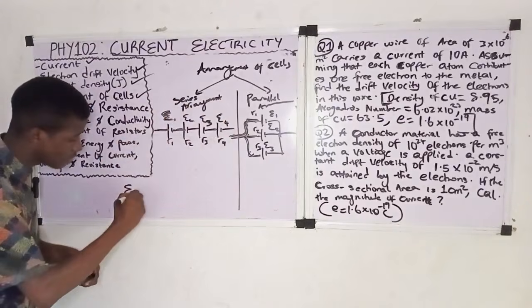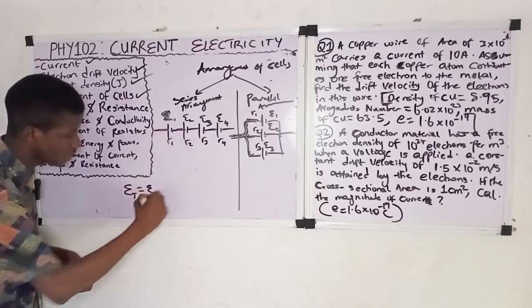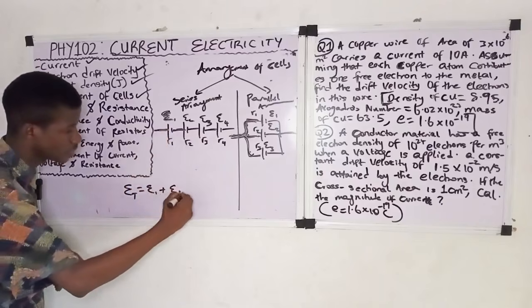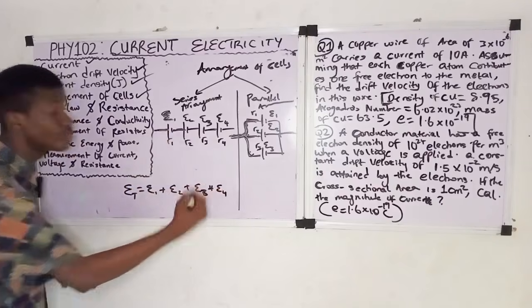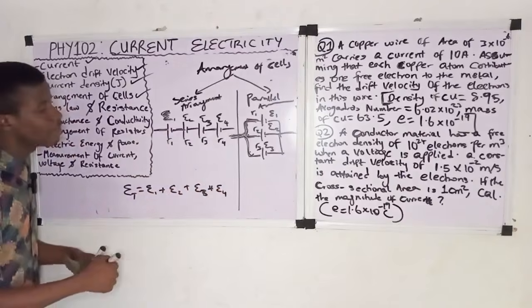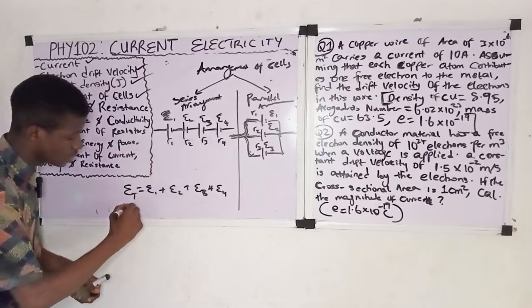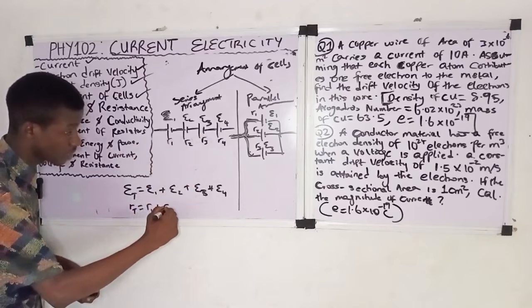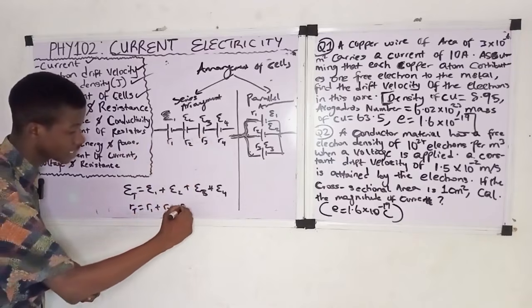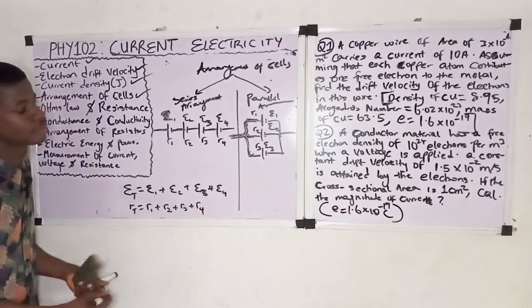You say total EMF is equal to what? It is equal to the EMF due to the first cell plus the EMF due to the second cell plus the EMF due to the third cell plus the EMF due to the fourth cell, depending on the number of cells. Now, what about the total resistance? It's still the same thing under series. The total resistance will be equal to the resistance in the first cell plus the resistance in the second cell plus the resistance in the third cell plus the resistance in the fourth cell, right? Yes. So this is under series.